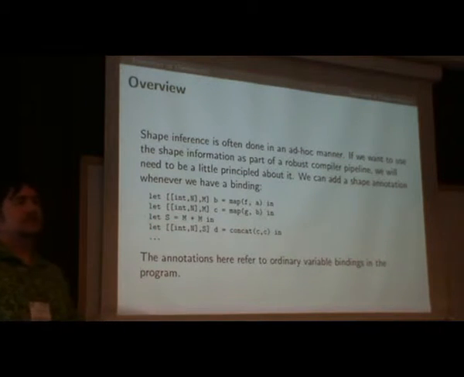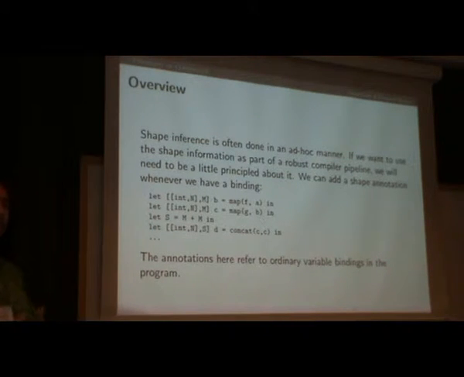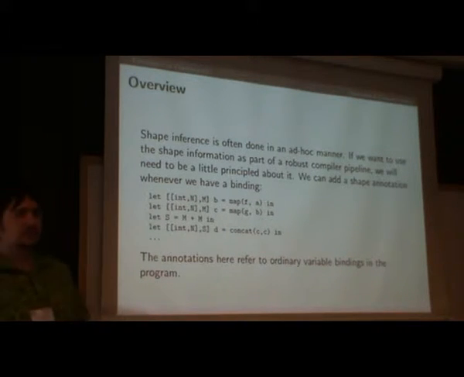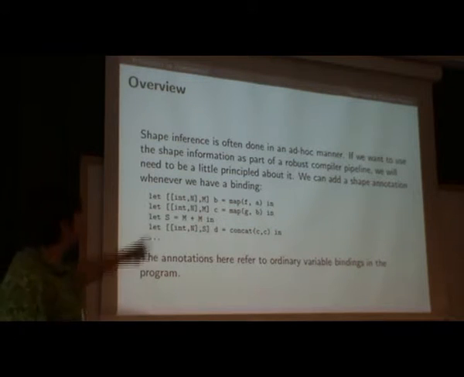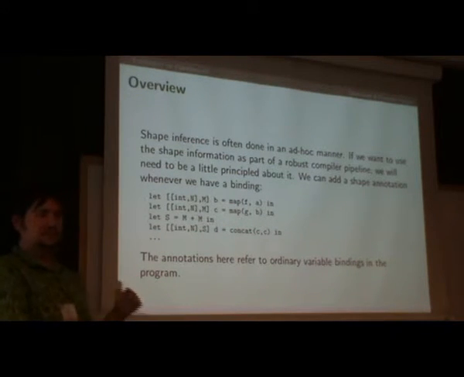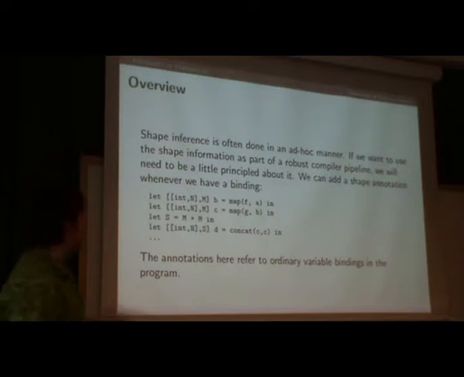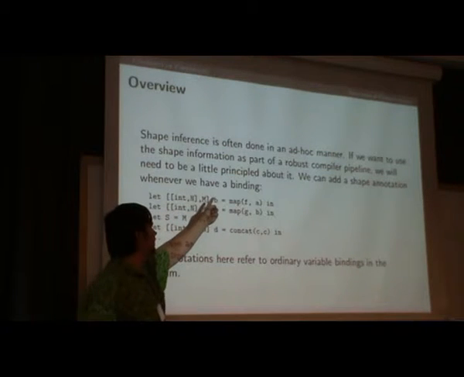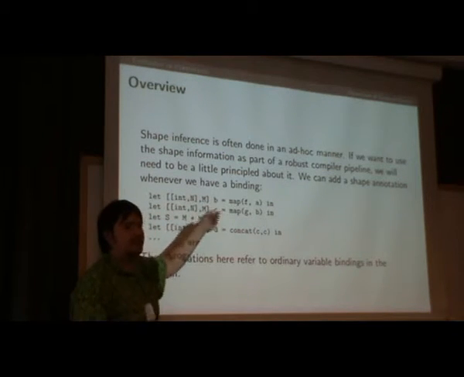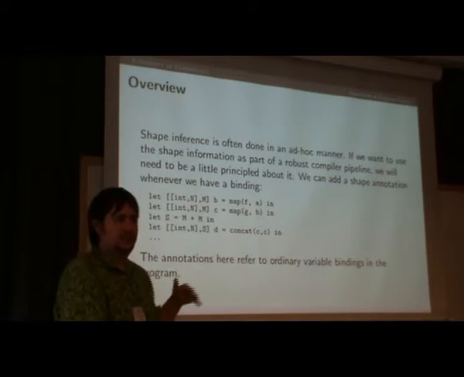If you want to use shape inference as a building block for other optimizations, you need some sort of structured way to represent your shapes. It's not very practical to have some random symbol table stuffed over to the side and lug that around inside the compiler. So we went for an approach where whenever we have a variable binding, we annotate the type with the symbolic size of each dimension of the array. For example here, the result of this map is a two-dimensional array of integers where the outer size is m and the inner size is n, where m and n are also just variables in the program.